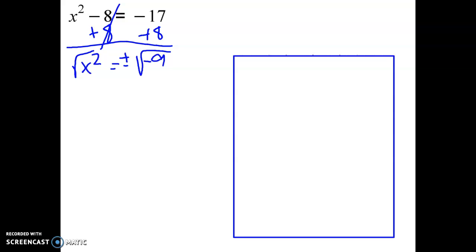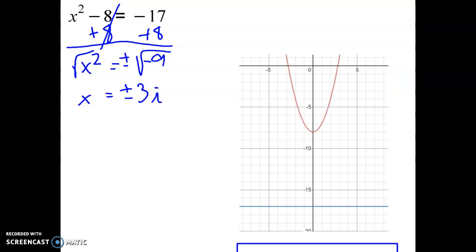On the left-hand side, squared and square root are inverses, so I get x equals plus and minus. Okay, now y'all look, I've got a negative right there. What does that mean for my solution? Well, it means it's going to be imaginary. So the square root of 9 would be 3. The square root of negative 9 is 3i because it's going to end up being imaginary because I have that negative inside of there.